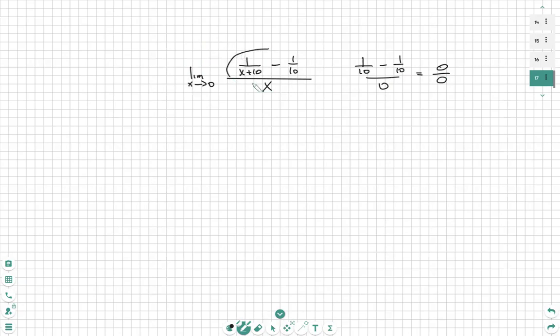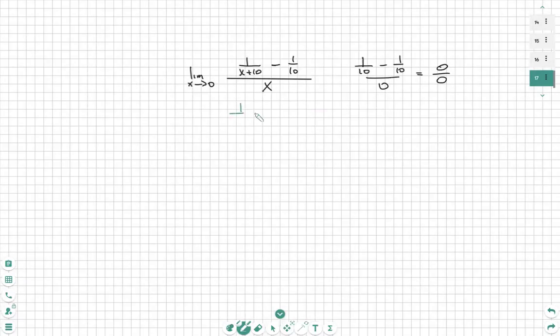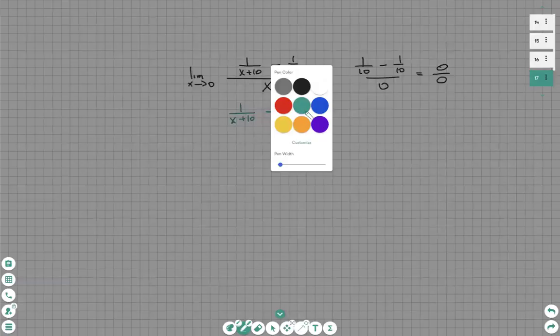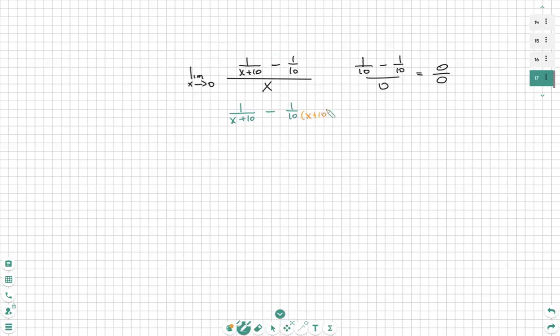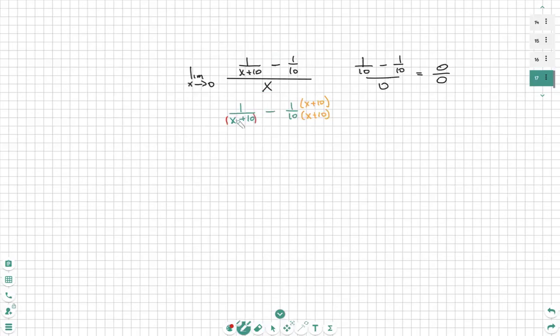The first thing I realized is the first top part has two separate fractions. So what we're going to need to do is combine those fractions by multiplying by what the other denominator is missing. So, for example, the right denominator is missing an x plus 10. So I'll multiply top and bottom by x plus 10. And the left denominator is missing just a 10. So we'll multiply top and bottom by 10.